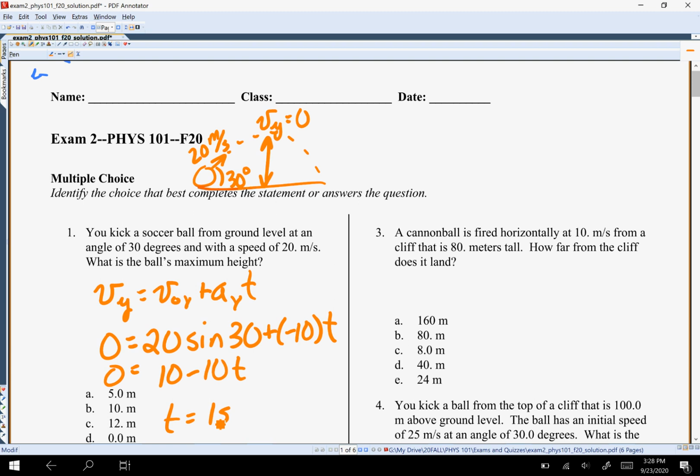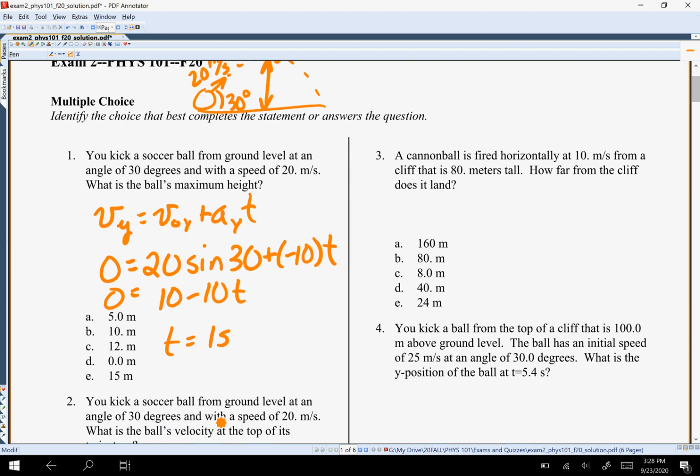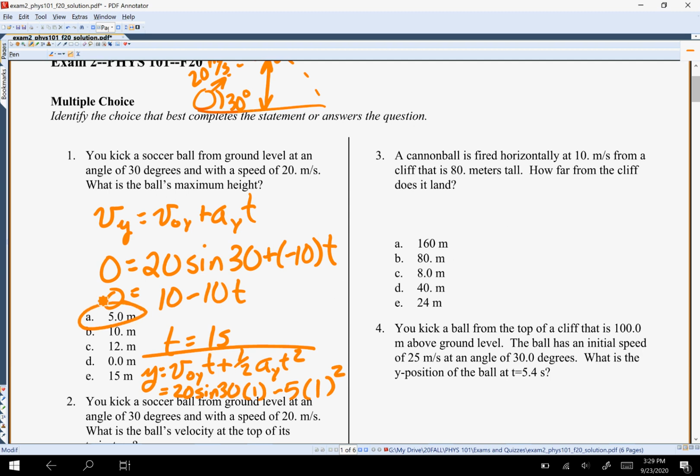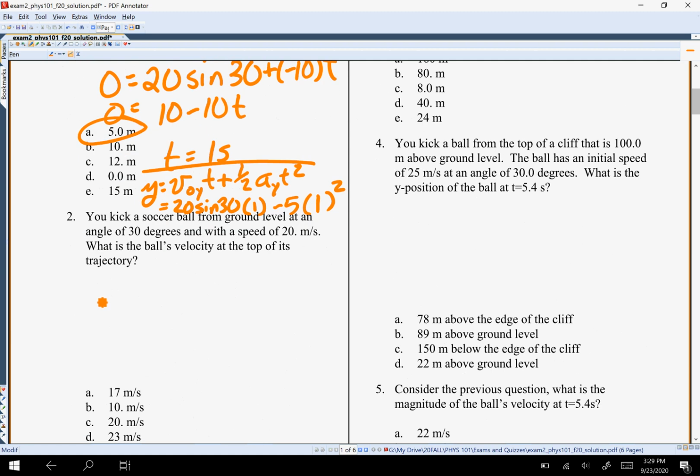So it takes 1 second to get up to the top of the trajectory, and then I say y is equal to V naught y t plus 1/2 Ay t squared in order to find the position at a time of 1 second. So this will be 20 sine of 30, which as we already know is equal to 10, times 1 second minus 5 times 1 second squared. So that's going to be 10 minus 5, or 5 meters. So A is the answer.